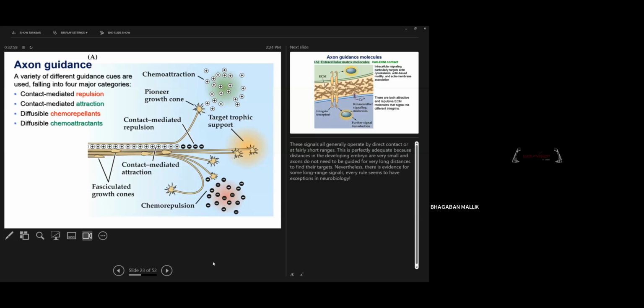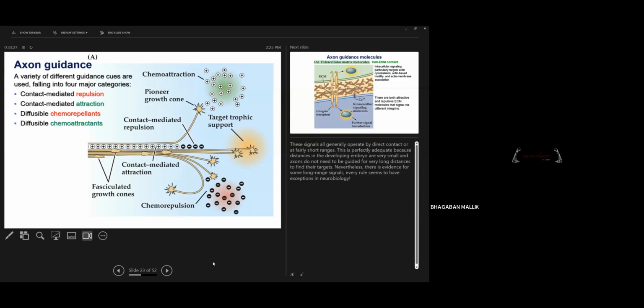So what happens here? This is one axon, and this is another axon. It's forming kind of a bundle, so it attaches to this axon. This is called contact mediated attraction. Here this axon is not attracted to this axon because some kind of inhibitory signaling molecule is being secreted, so it is not attracted to this. This is called contact mediated repulsion.